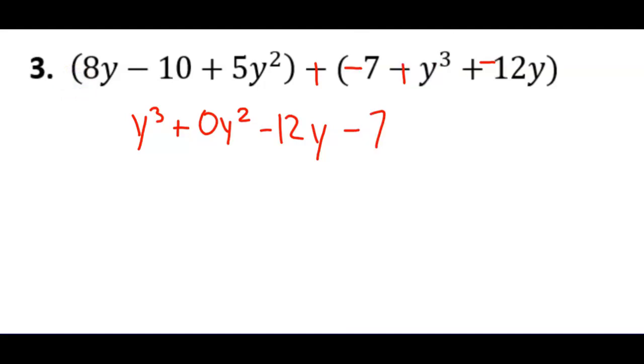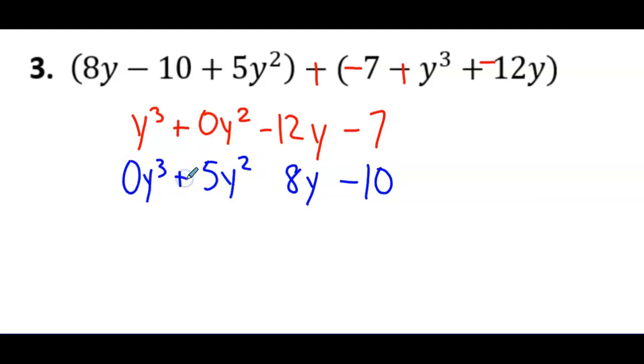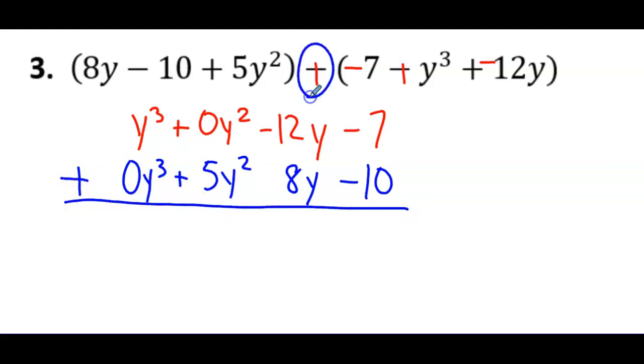And then I'm going to take this one, and I'll use blue for that one. My 8y goes with my 12y. My -10 goes with my -7. My 5y squared goes here, and I don't have a y cubed, so I'm going to put 0y cubed, and I'm going to add this together. I'm going to add because I changed the sign inside my parentheses after my subtraction sign. And now I can align and add.